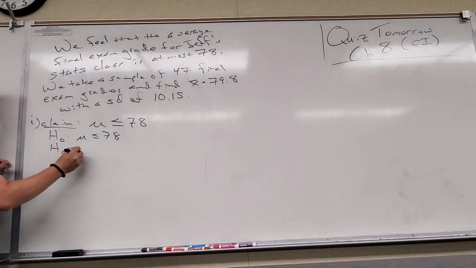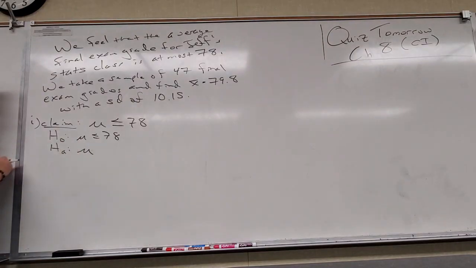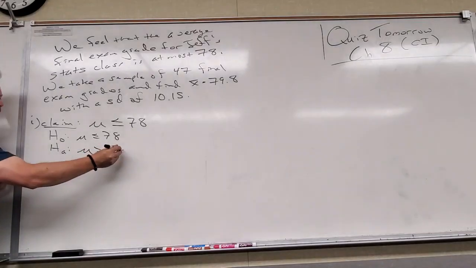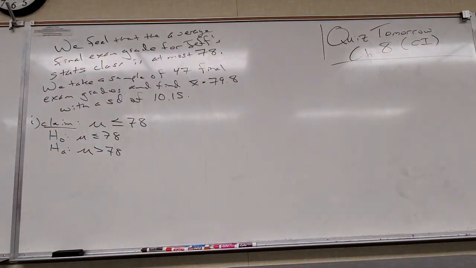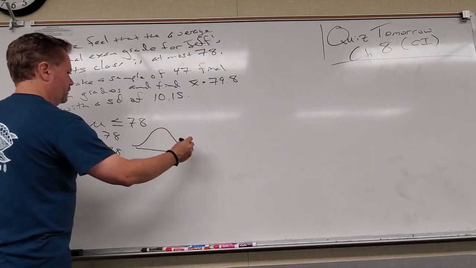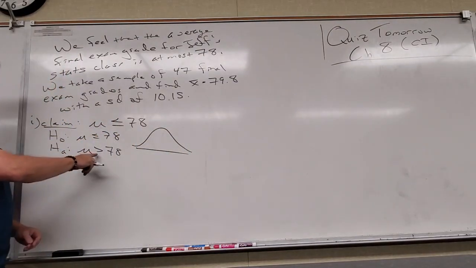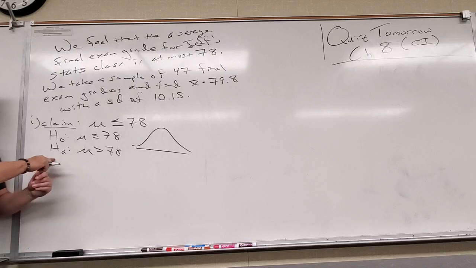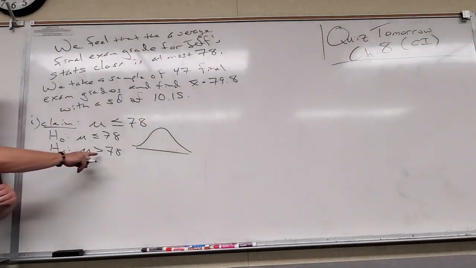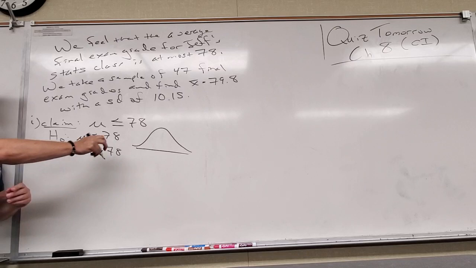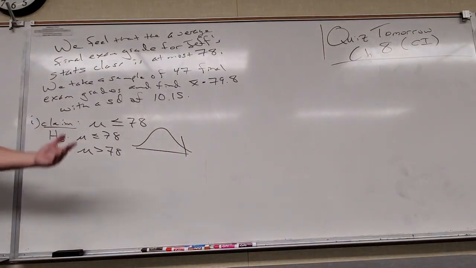What will the Ha be here? Opposite of this. Greater than. The opposite of less than or equal to is greater than. And the funny thing is, if you have an inequality symbol, the arrows have to be pointing in opposite directions so that they're opposites of each other. So how many tail tests will this be? One. And where will it be? Right side. The great thing is, again, the Ha sets up the rejection region. The direction the arrow is pointing will tell you where it is. It's crazy.